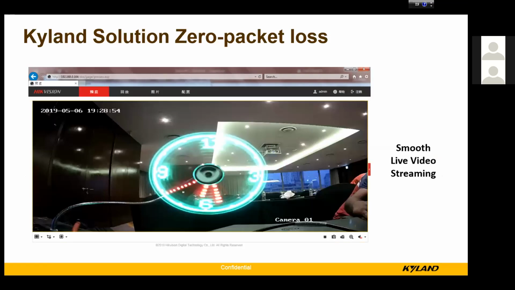It is a demo in 2019. It's a road show in the Asia Pacific area. You can see that we are checking the video in the IP camera. And if we disconnect one LAN, it still shows a smooth live video stream on the computer.